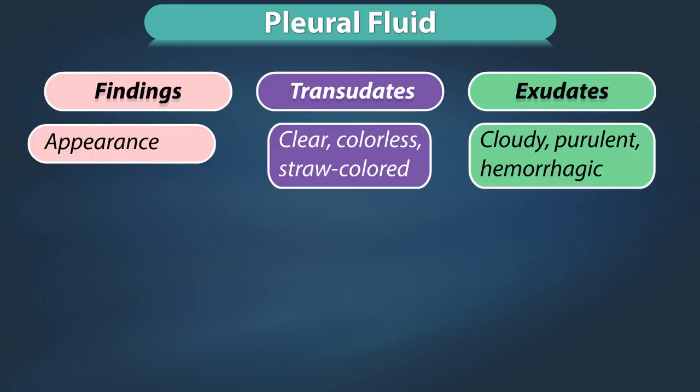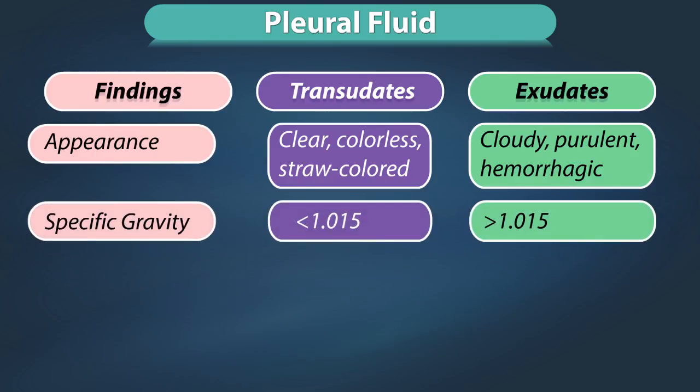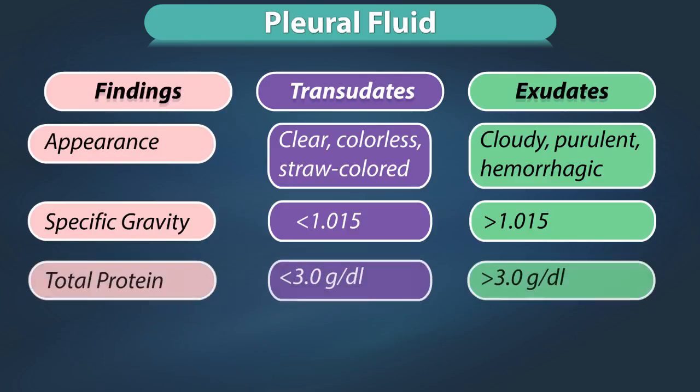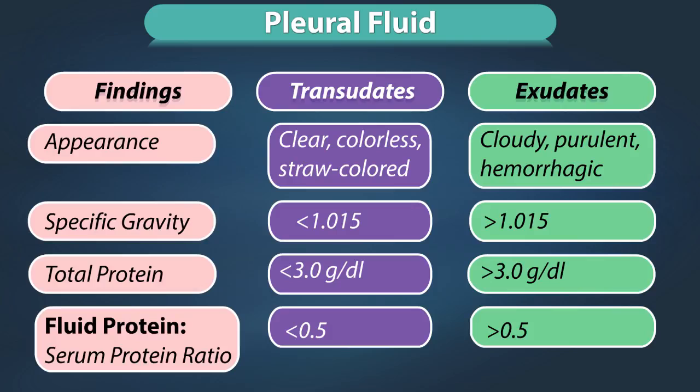Appearance in the transudate is clear, colorless, straw-colored, while in exudate it's cloudy, purulent, or hemorrhagic. Specific gravity of transudate is less than 1.015. In exudate, it is more than 1.015. Total protein is less than 3 grams per deciliter in a transudate and more than 3 grams per deciliter in exudate. The fluid protein to serum protein ratio is less than 0.5 in a transudate and more than 0.5 in exudate.